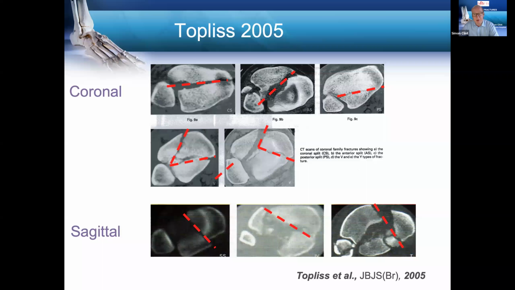They noted that the coronal fractures, i.e. where the primary fracture line was in the coronal plane, tended to be lower energy injuries in older patients, and had a tendency to present and collapse into valgus. The sagittal ones tended to be the reverse. They were younger patients, higher energy fractures, and they had a habit of collapsing into varus.